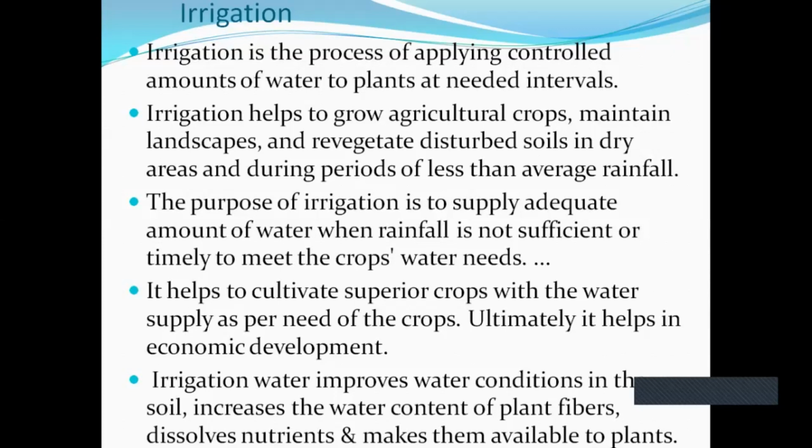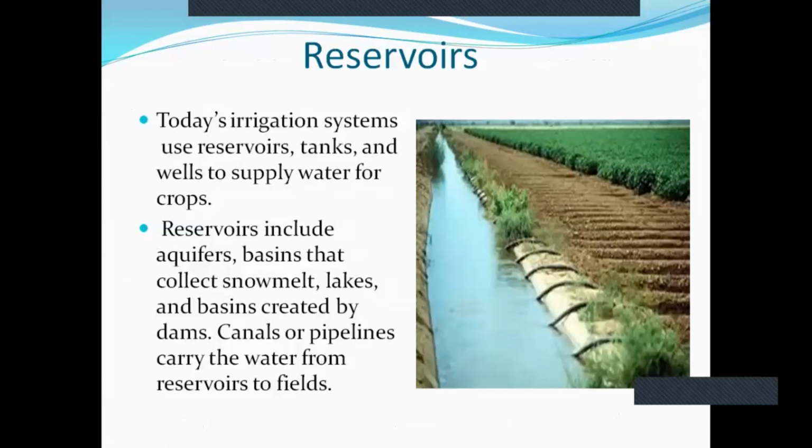Irrigating water also improves water conditions in the soil. It increases the water contents of the plant fibers, and dissolves nutrients in the plant, making them available to the plant, so the plant grows healthier. And if the plant grows healthier, it will give more and more yield, and this will help the farmer to get more profit. Now, from where can the water be made available for the farmer?